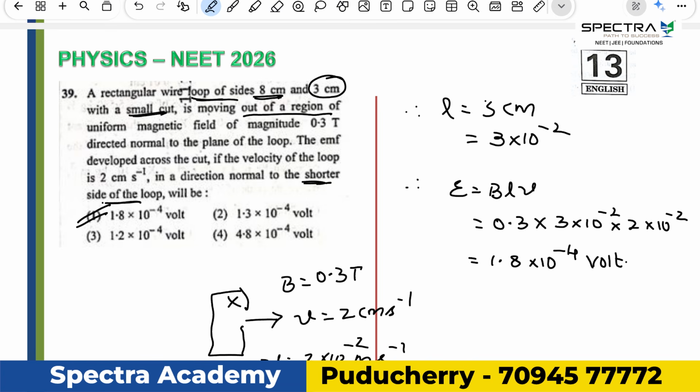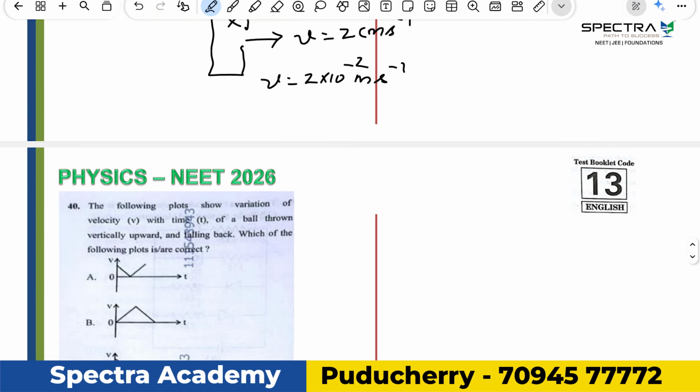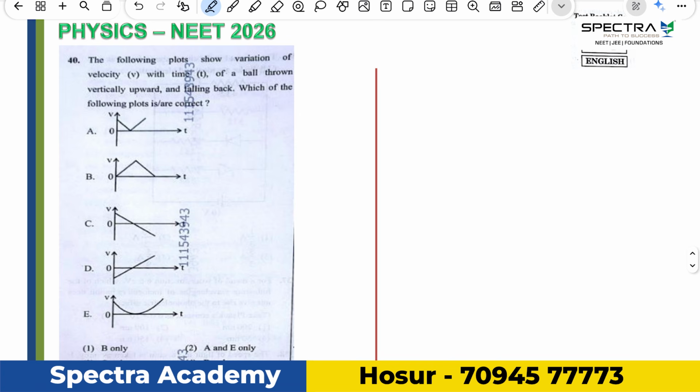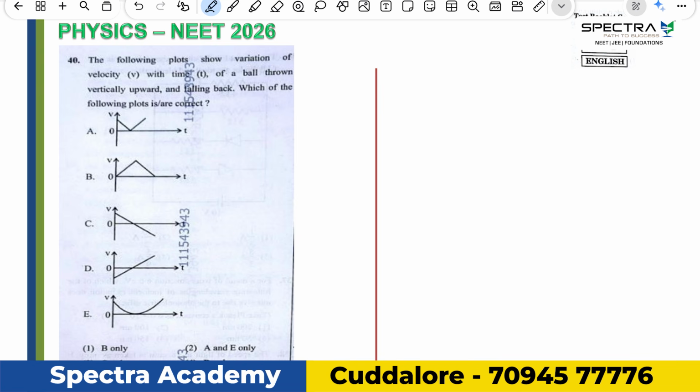So similarly, let us see the next question, that is question number 40. Read the question. The following plots show variation of velocity v with the time t of a ball thrown vertically upward and falling back. Which of the following plots are correct? So understand the situation given in the question here.